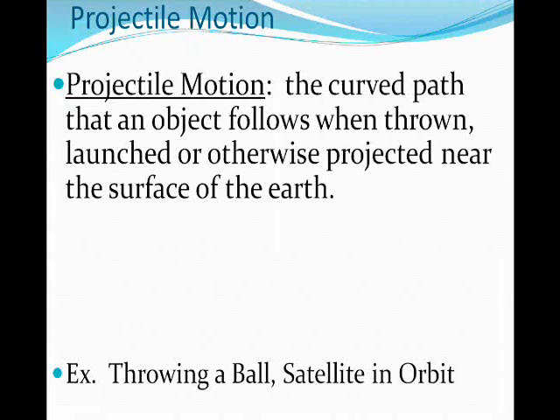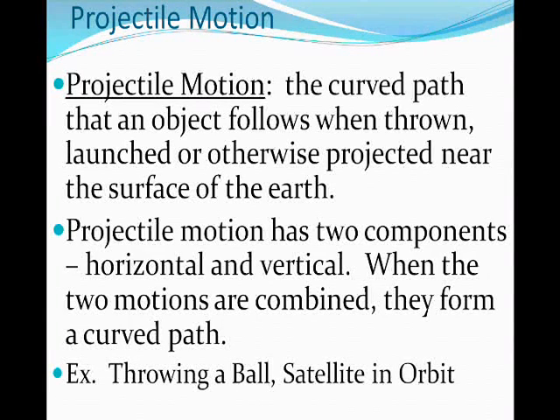Now, projectile motion. Projectile motion is a curved path that an object follows when thrown, launched, or otherwise projected near the surface of the Earth. If you would like to see this at home, take a ball or a piece of paper, wad it up, and throw it across the room. You're going to see that it has a curved path, and it's because of the gravitational pull.